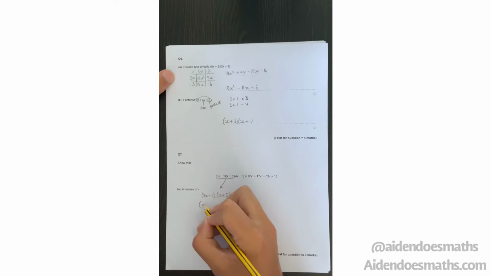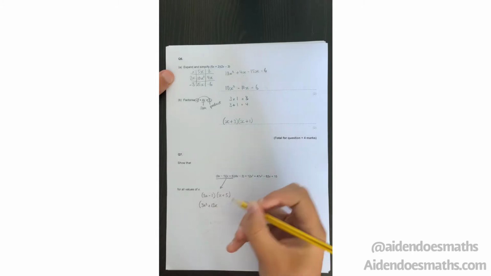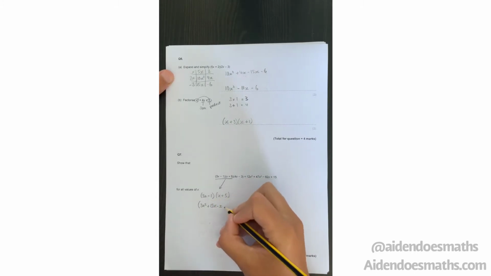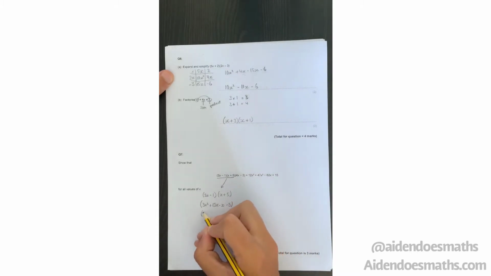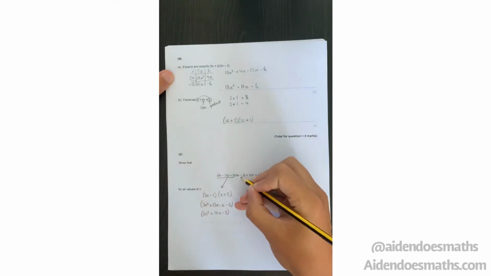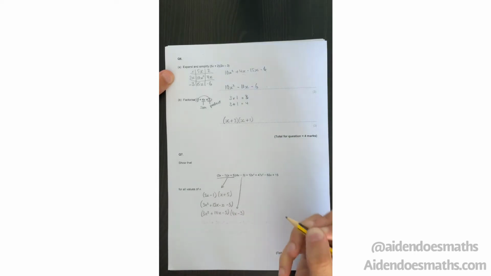So 3x times x gives us 3x squared. 3x times 5 gives us 15x. Minus 1 times x just gives us minus x. And minus 1 times 5 gives us minus 5. Okay, we're going to move on to our next line and just collect like terms. So 15x minus x gives us 14x. Now we're going to bring down this last bracket, which is 4x minus 3.